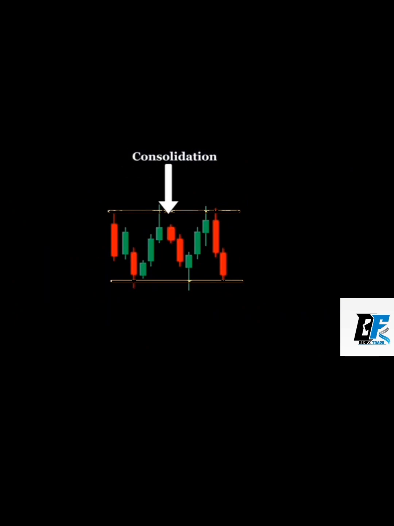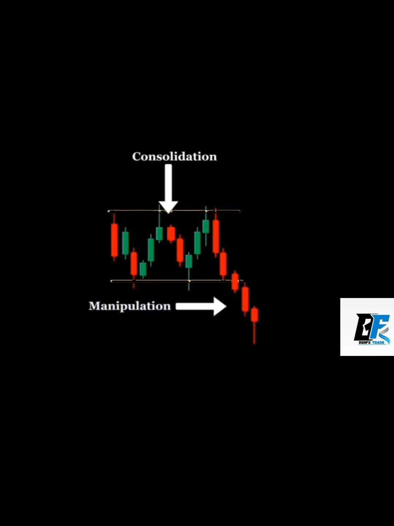Consolidation. During the consolidation phase, the market moves sideways in a tight range, giving the illusion that there's no clear direction. But behind the scenes, smart money is quietly accumulating or distributing positions. This calm, range-bound action is the foundation for the bigger move that's about to unfold.